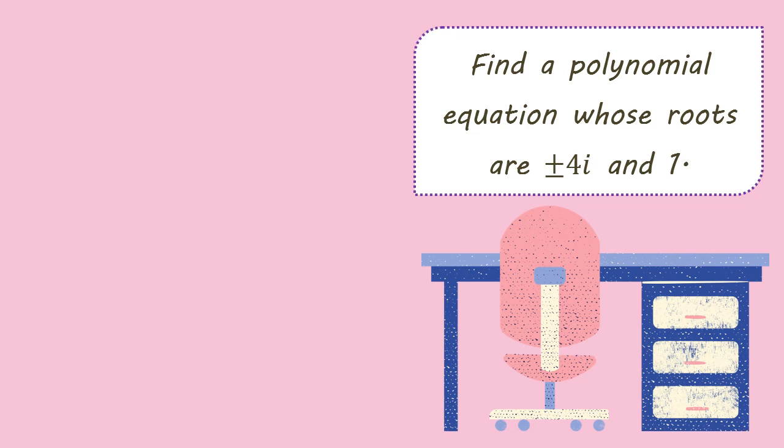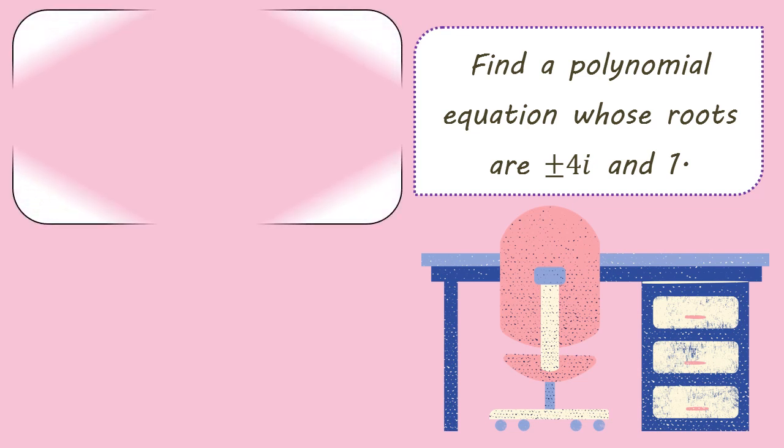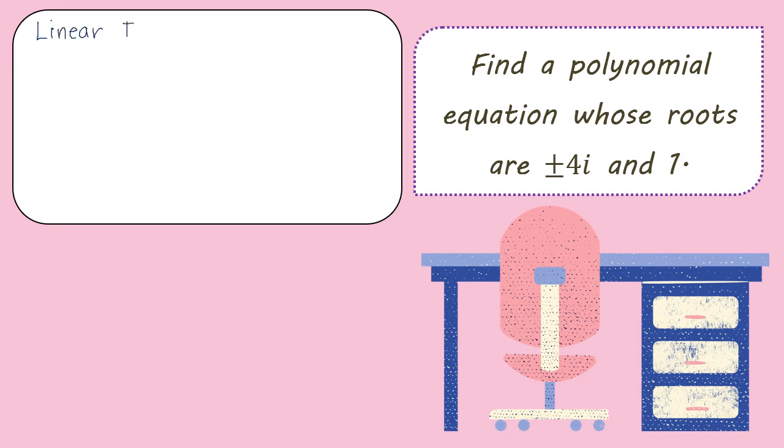Okay, so next example. What if our problem is this one? Find the polynomial equation whose roots are positive and negative 4i and 1. So of course, we are going to start again with linear factors. So what will be our linear factors? Actually, it is quite easier compared to the first problem that we have earlier.